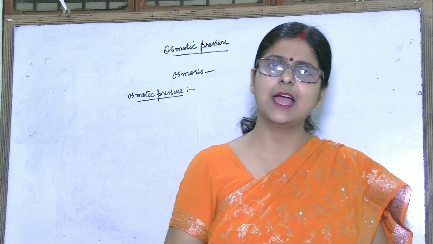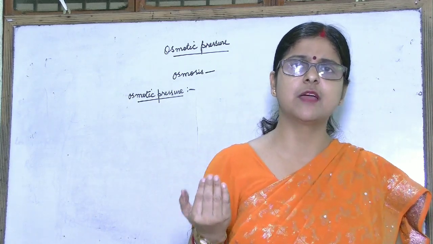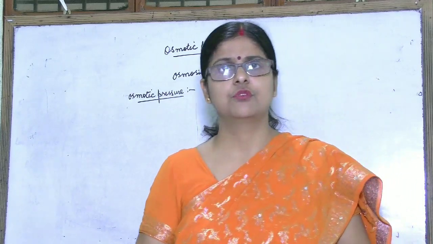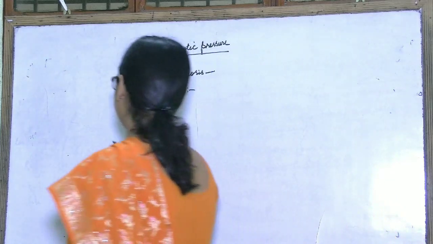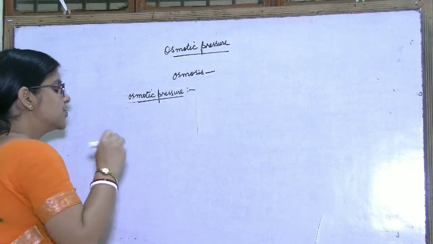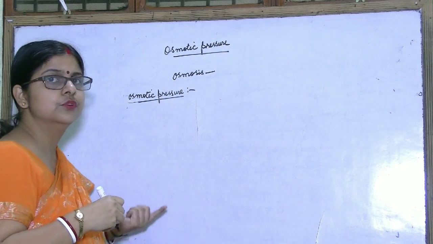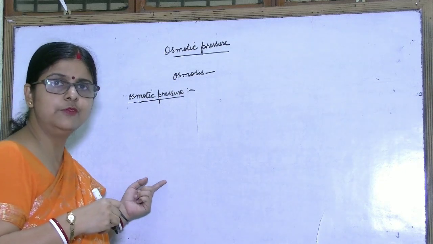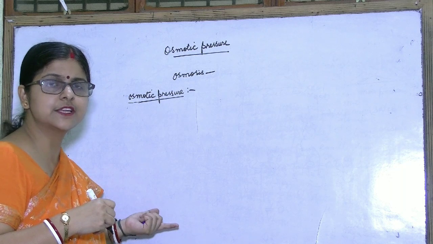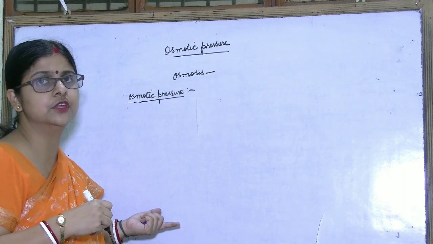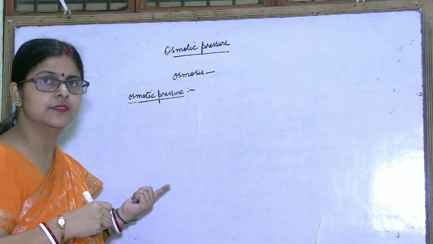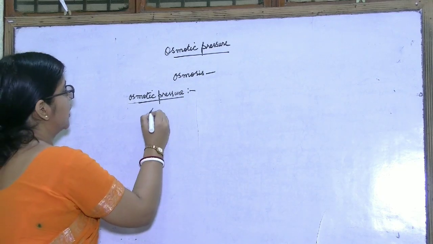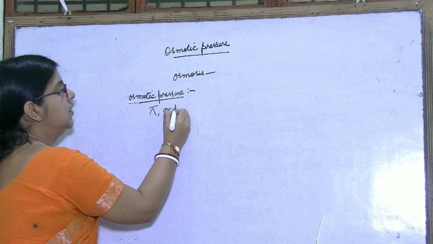Now you can say in one line, osmotic pressure is the minimum pressure applied on the solution to stop the process of osmosis. I hope all of you have followed. And this osmotic pressure you can represent by pi, or Π, also.